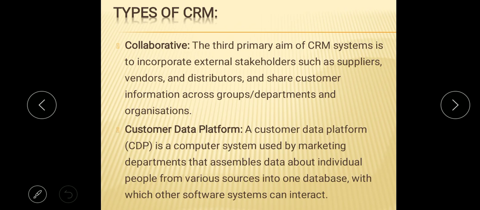Next one is customer data platform. A customer data platform or CDP is a computer system used by marketing departments that assembles data about individual people from various sources into one database with which other software systems can interact. As of February 2007, there were about 20 companies selling such systems and revenue for them was around 300 million US dollars.